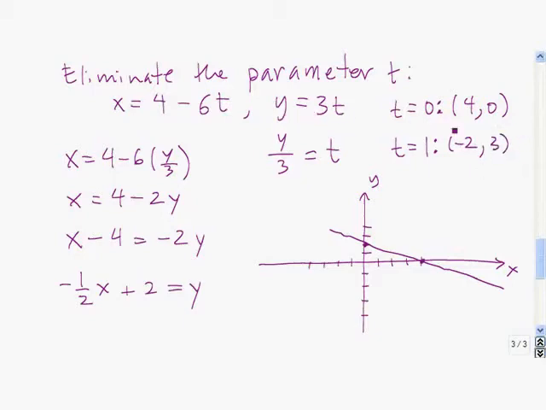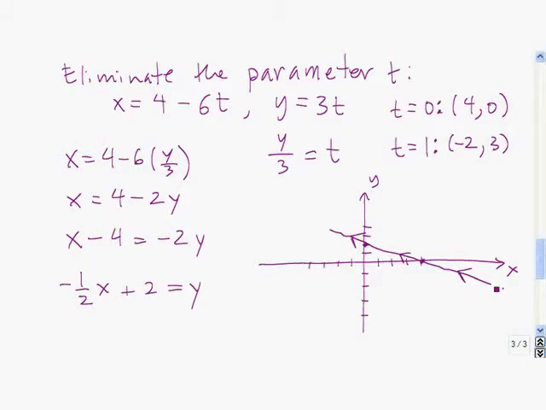So the first point that we have is this point 4 comma 0. Then as t grows, we go over here to the point negative 2 comma 3. So that means that the curve is generated in this direction. Okay, curve, I can say curve for a line too. Curve is generic for a graph.